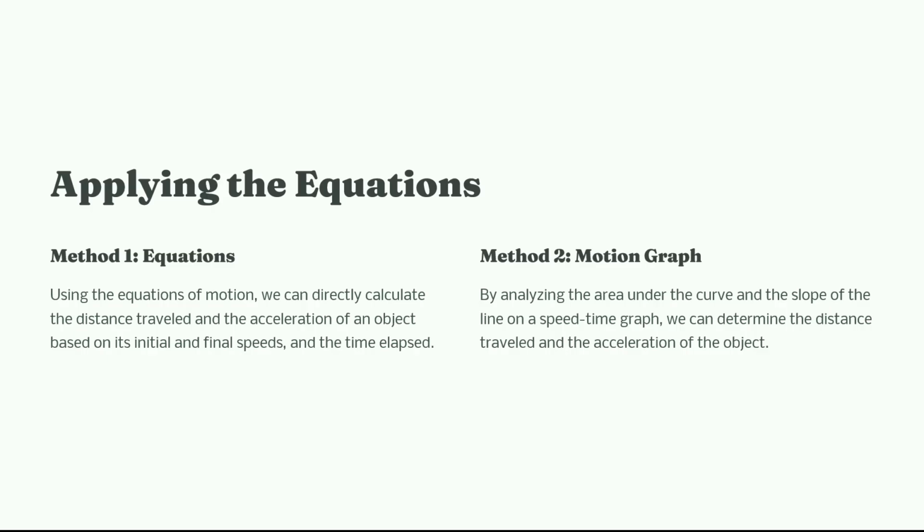Method 2. Motion graph. By analyzing the area under the curve and the slope of the line on the speed time graph, we can determine the distance traveled and acceleration of the object. Quick quiz. What is the acceleration of an object? What are its units and how do you calculate it?